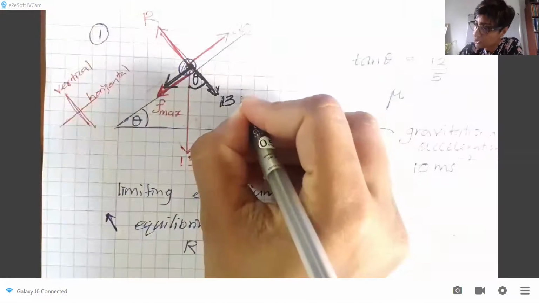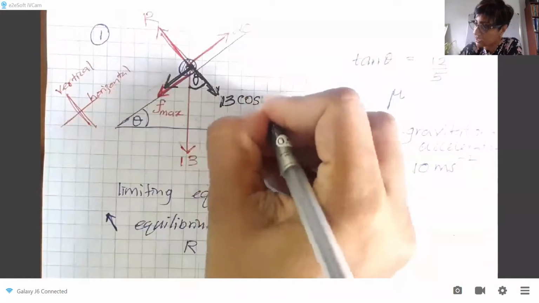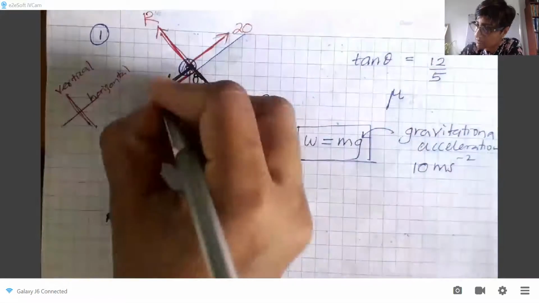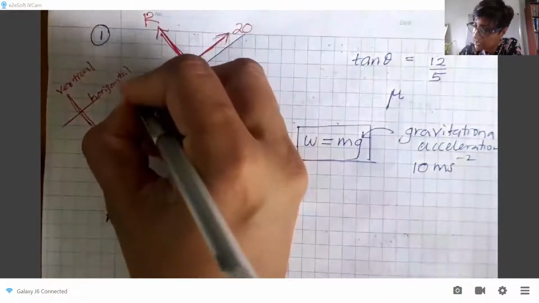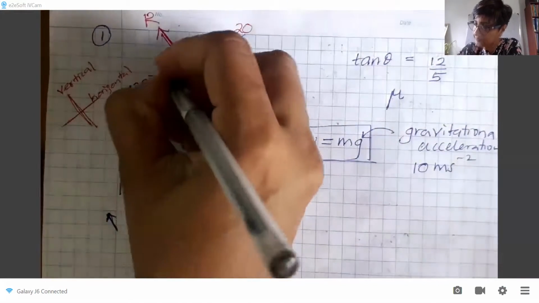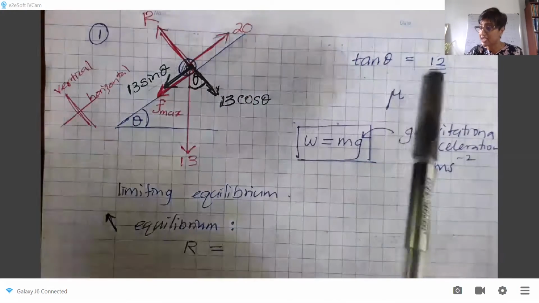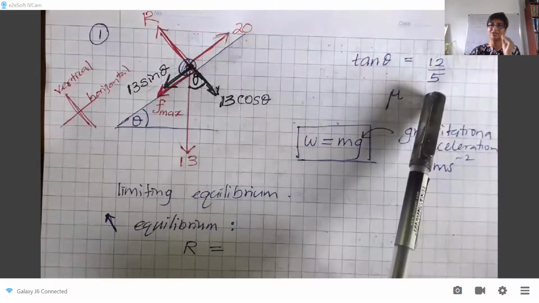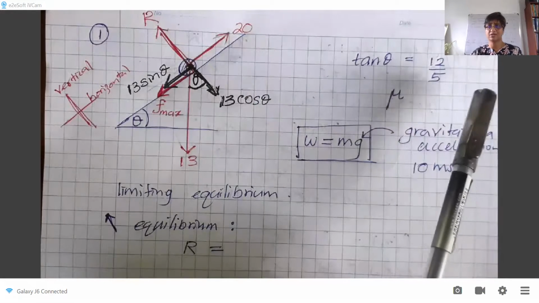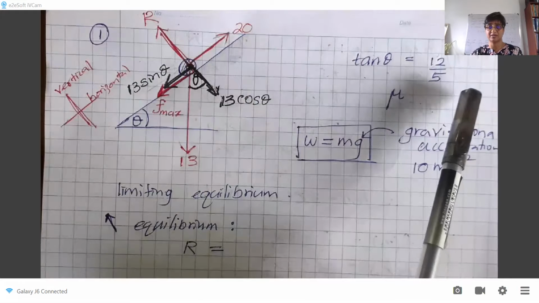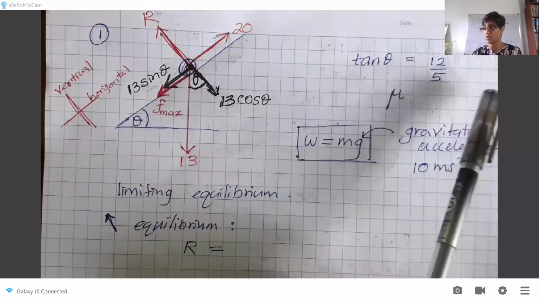13 cos theta, and this is 13. The horizontal one is 13 sine theta. And now you can see that you're going to be needing cos theta and sine theta on the side here. This is why they have given you tan theta. If you know tan theta, you can work out any trigonometric ratio of theta that you want.